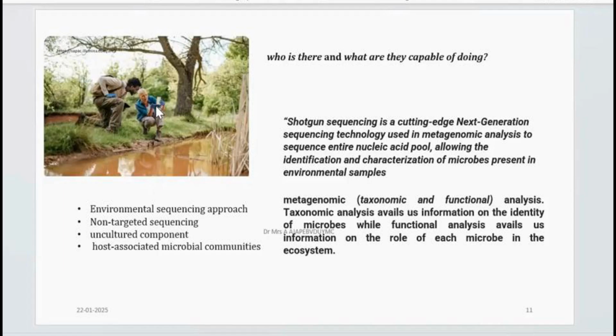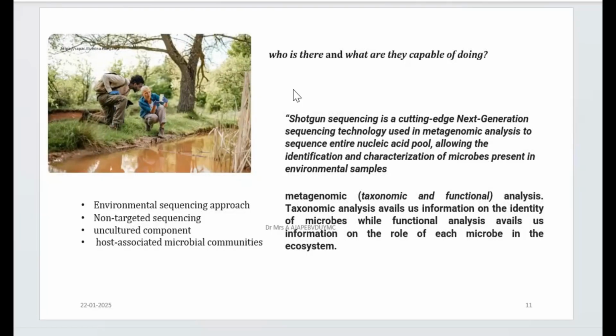Second is non-targeted sequencing. When I say shotgun non-targeted sequencing, what does it mean? When I say 16S rRNA or PCR based method or amplicon based method, I have a primer. I know a specific sequence, and based on that I'm trying to amplify it. But here I have the target, but in case of shotgun, I don't have any target. So it is referred to as non-targeted sequencing.